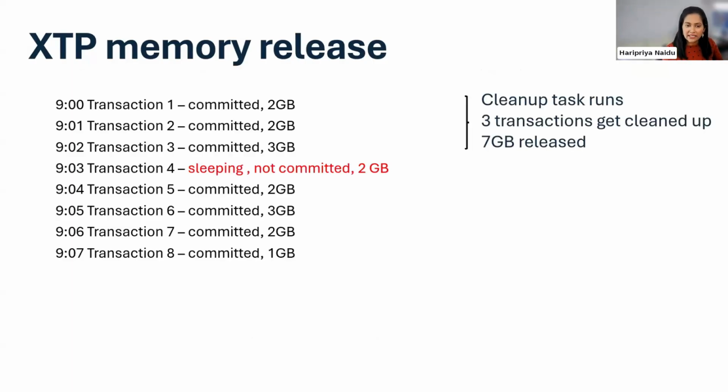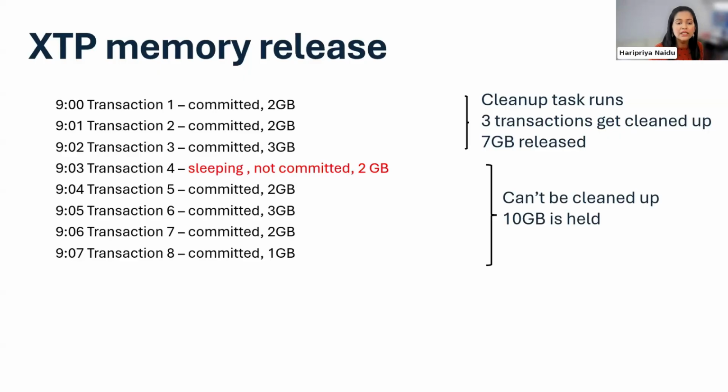When the cleanup task runs, the first three transactions can easily be cleaned up because nothing is stopping or blocking them. They can just clean up and release that memory. This 2 plus 2 plus 3, 7 gig of memory can be released. Good. But now, again, when the cleanup task runs, these transactions from transaction 4 cannot be cleaned up. It is because there is a sleeping transaction hanging out there.